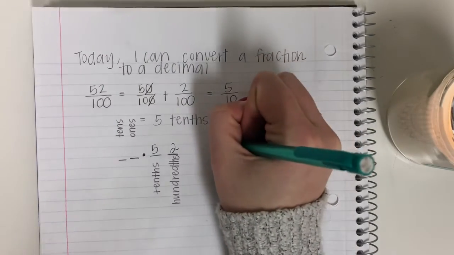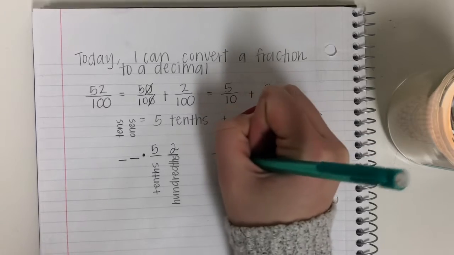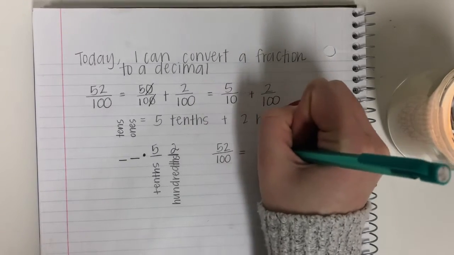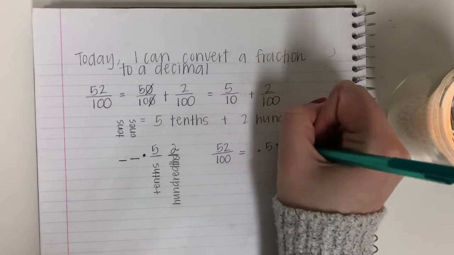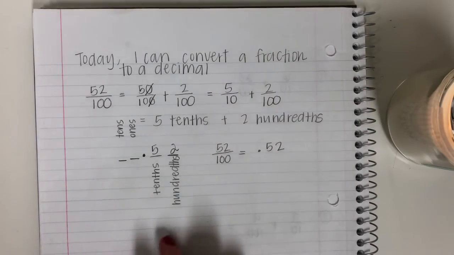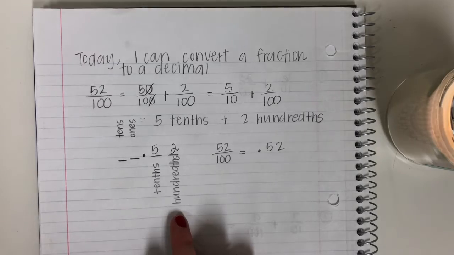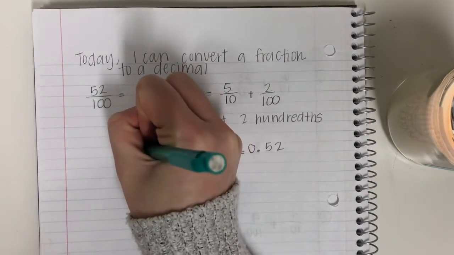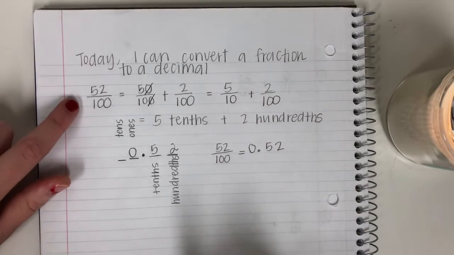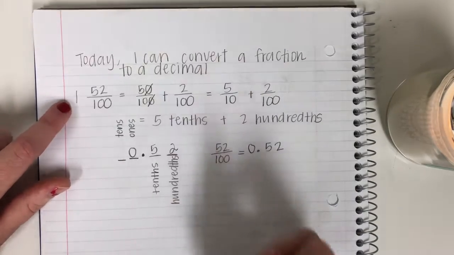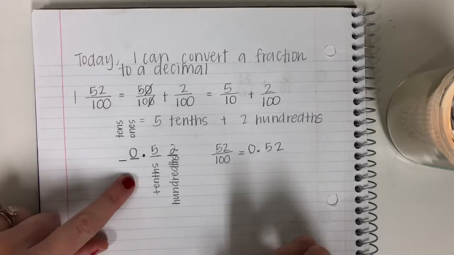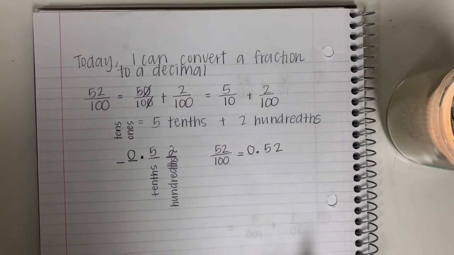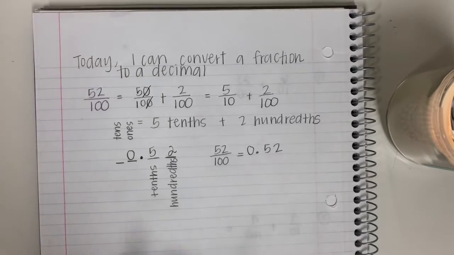So I can say that 52 over 100 is equal to 52 hundredths, okay? Now I could put a 0 here because there is no ones. If there was like a whole number, let's say there was like a 1 right here or something, then that would be a 1, right? You have a 1. But we're just working with fractions out of 100 today. So here's how I tackled that.